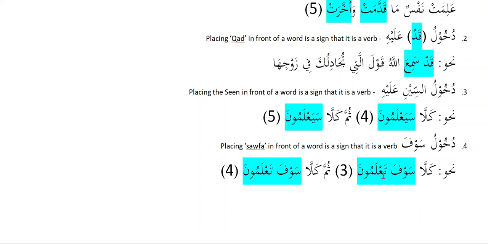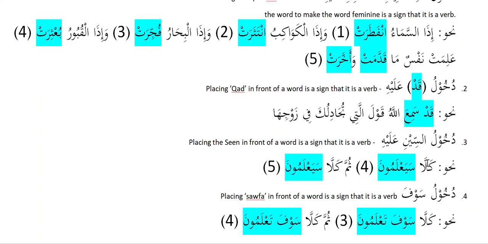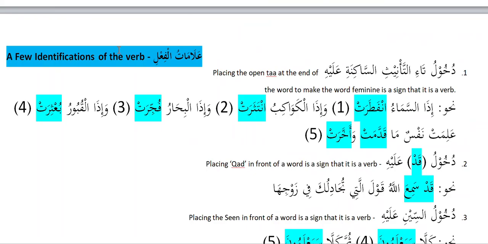نحو كلا سوف تعلمون ثم كلا سوف تعلمون. Since سوف is there, we know تعلمون is a verb. Same thing here, سوف is here, so we know تعلمون is a verb. تعلمون means you know. سوف تعلمون, you will know. So here we have four signs: the open تاء at the ending, قد in front, سا in front, and سوف in front are four signs that those words are verbs, الفعل. Are you following me?